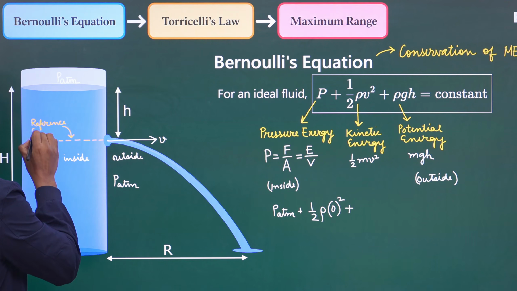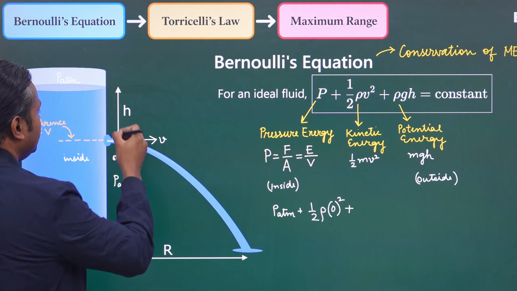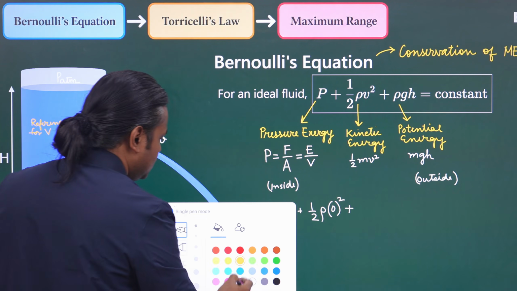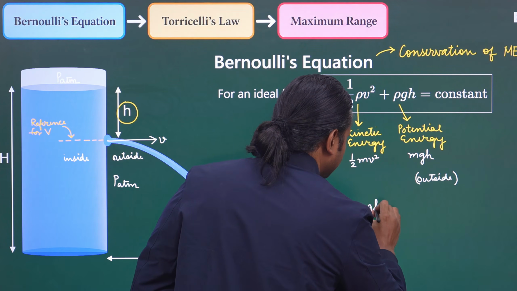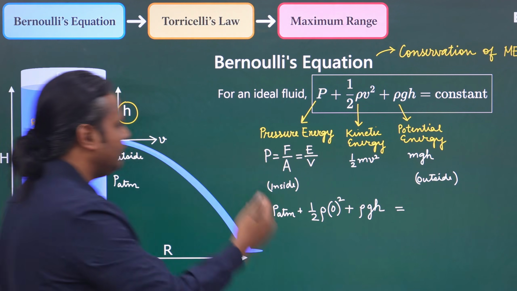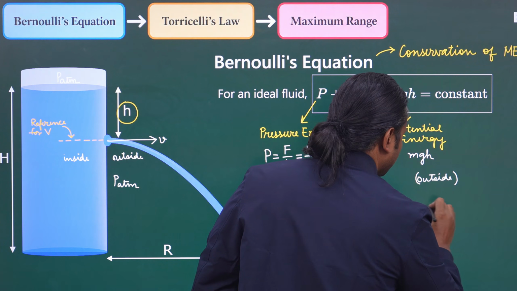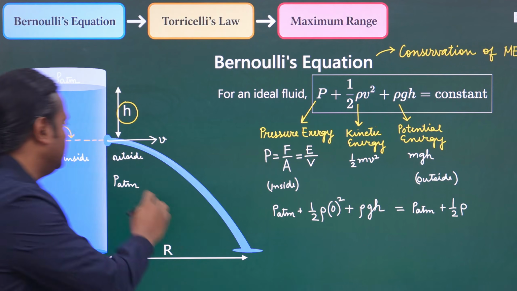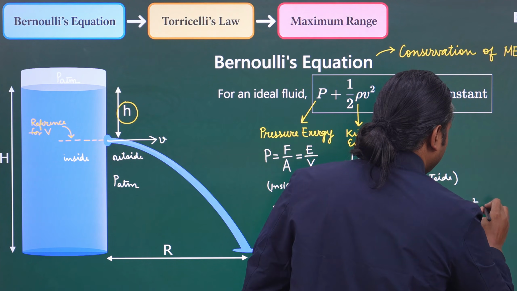So reference for V, in that situation, this particular distance I call as H. If I call this as H, then this becomes rho g h. Fine. Now let's look outside. Outside also we have atmospheric pressure, but the water coming out has a certain finite speed. So I'm going to say half rho v square.